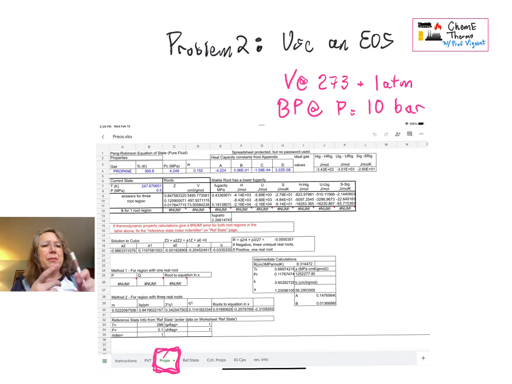We'll talk about that later. You can find volume, which is great. That was what I just asked you for. You can find fugacity, which we're going to be using a lot. You can find enthalpy, internal energy, and entropy. So this is great.